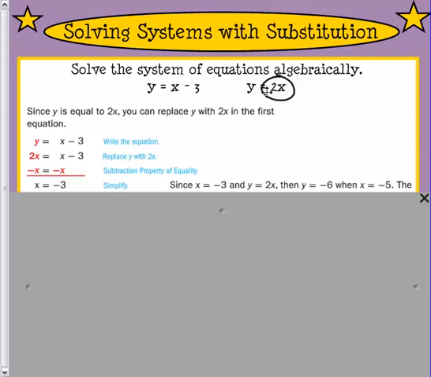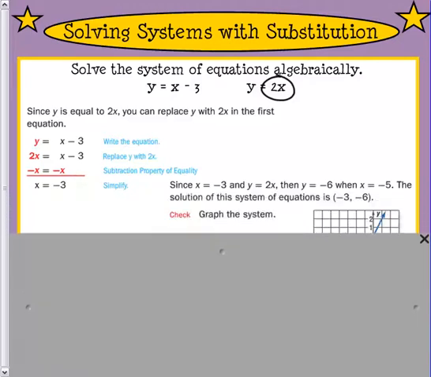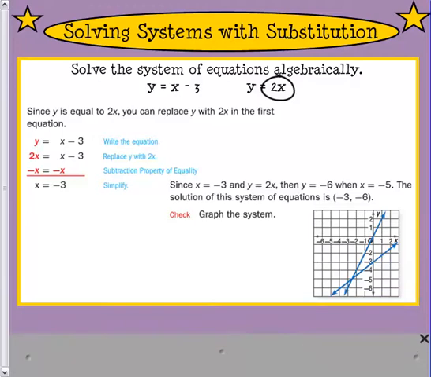Okay, so you first write the equation, plug in whatever one of your equations is in for y, because this equals y, and then we're going to subtract x from both sides, so that way we get our variables on one side and our integers on the other. When we simplify, we get that negative 3. Okay? So, since we know that x equals negative 3 and y equals 2x, then we know that y equals negative 6. Why? Because if we plug in negative 3 for x, we get negative 6.